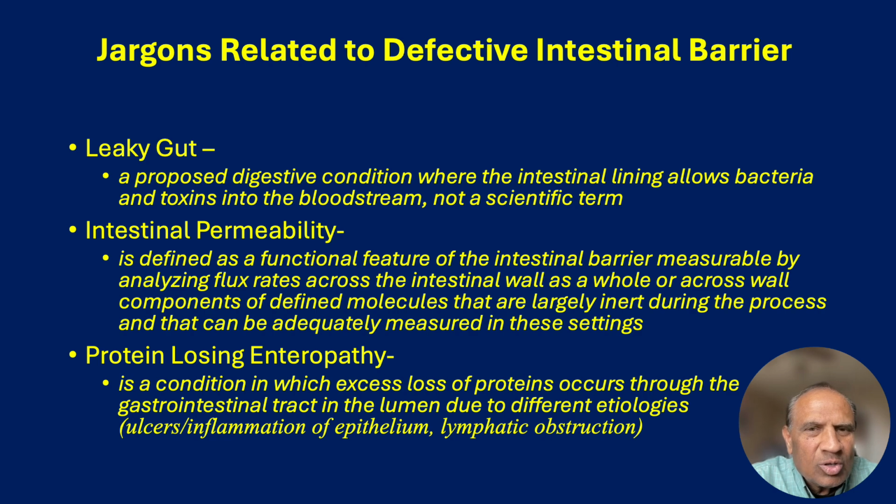The third term I want to make sure we understand is protein losing enteropathy. It is a condition in which excess loss of proteins occurs through the gastrointestinal tract into the lumen due to different etiologies, from ulcers, inflammation of epithelium, lymphatic obstruction, things like that. The thing is, in protein losing enteropathy, protein is being lost or oozes out from the intestinal wall into the intestinal lumen. While when we talk about leaky gut or intestinal permeability, it is for substances in the intestinal lumen going into the intestinal wall or systemic circulation.